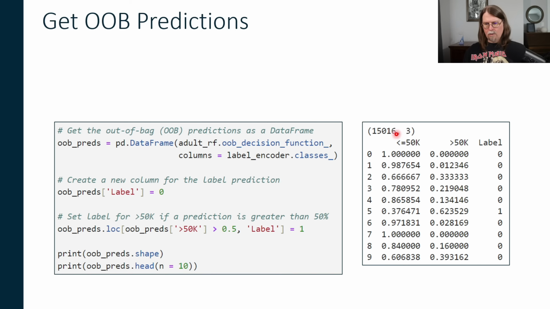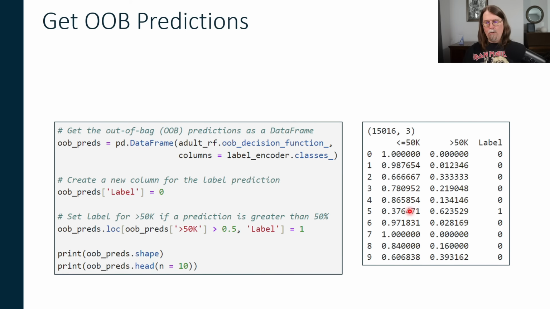Ignore this and ignore this. Notice that my columns are my labels, less or equal to 50K, greater than 50K. And what you can see here is the OOB decision function data. Now, this is cut off, obviously, so there are actually a lot more rows here than I'm displaying. But what this is saying is, hey, out of the 200 trees in the forest, how many voted for less than or equal to 50K versus how many of those 200 trees voted for greater than 50K? So for example, row 0, 100%, 200 out of 200 trees voted for less than or equal to 50K, and 0 voted for greater than 50K.